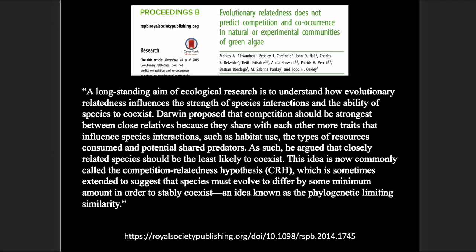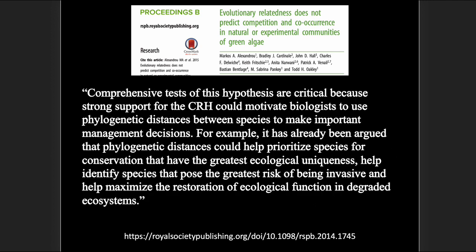This idea is now commonly called the competition relatedness hypothesis, which is sometimes extended to suggest that species must evolve to differ by some minimum amount in order to stably coexist, an idea known as the phylogenetic limiting similarity. Continuing, comprehensive tests of this hypothesis are critical because strong support for the CRH could motivate biologists to use phylogenetic distances between species to make important management decisions.